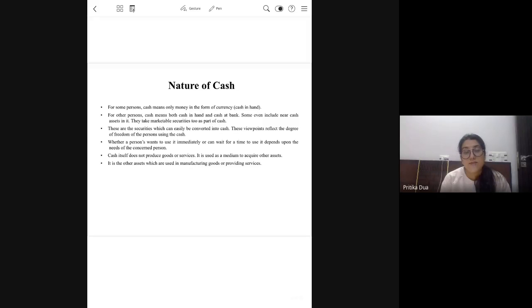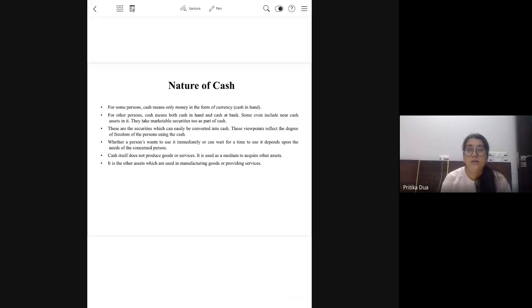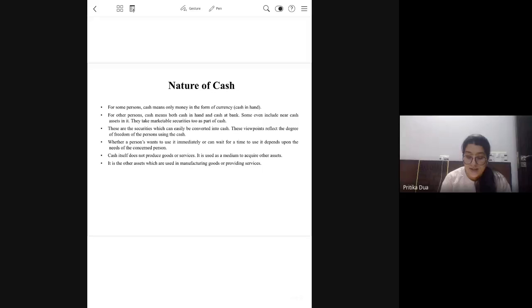While in finance, we also include the near cash assets in the definition of cash. So it is cash in hand plus cash at bank and the marketable securities, that is, those securities which can be immediately converted into cash as per the requirement. They also come under the definition of cash. Now, this is how you define cash.